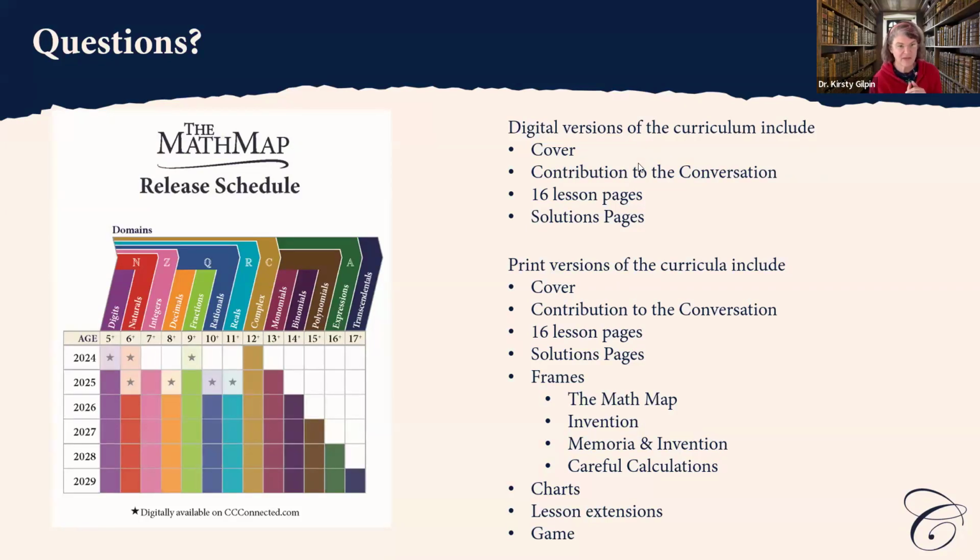And then as you see on that release schedule, next year, digits, integers, fractions, complex, and monomials will be available in print. And then the following year, so April, May-ish of 2026, we'll have everything through binomials available in print, and then so forth, rolling out over the subsequent 3 years until all of the levels are printed.